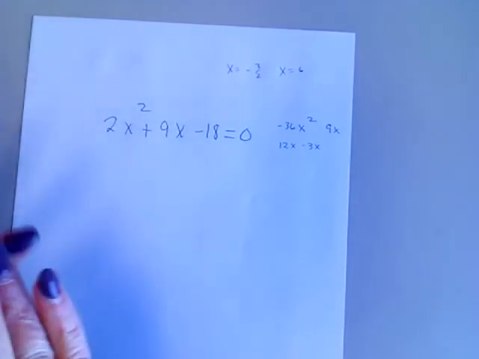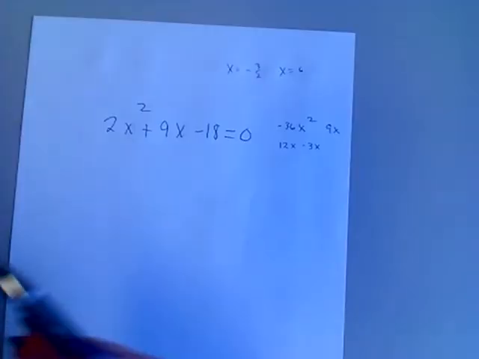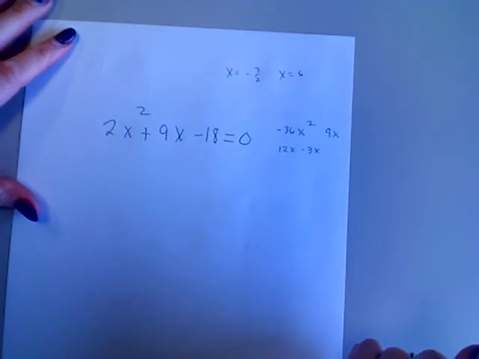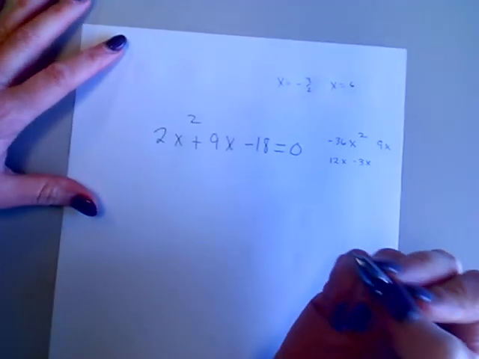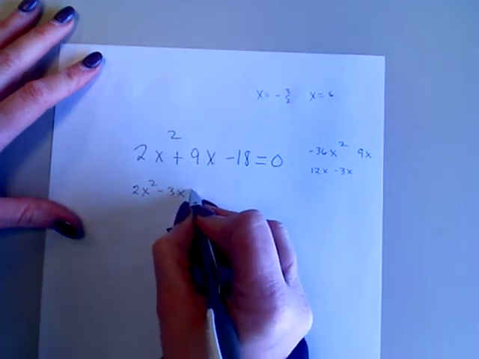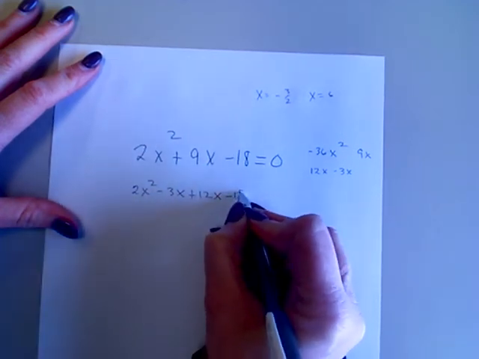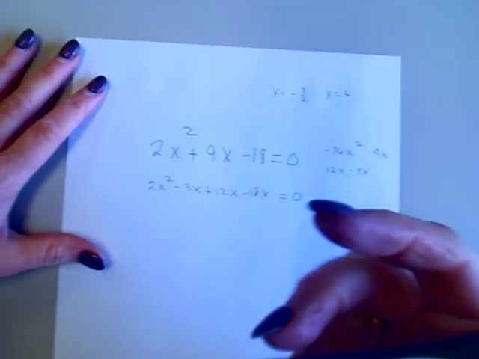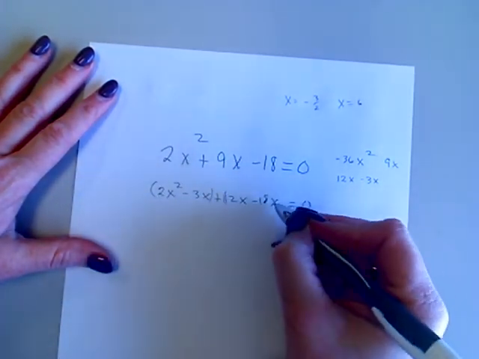And again, I don't care where you put your factors. It doesn't matter the order. Actually, I'm going to switch the order just to show you that it does work. So I'm going to do 2x squared minus 3x plus 12x minus 18, and this equals 0. If your factors are in a different order, that's fine. And put parentheses around both to group.